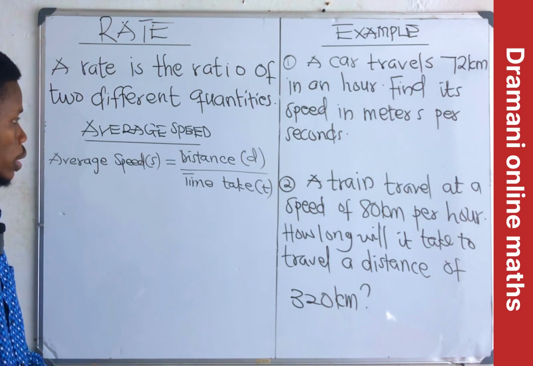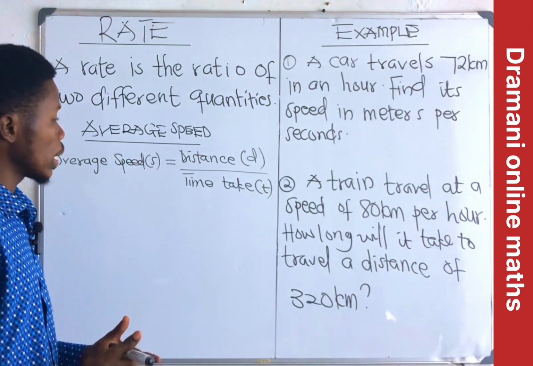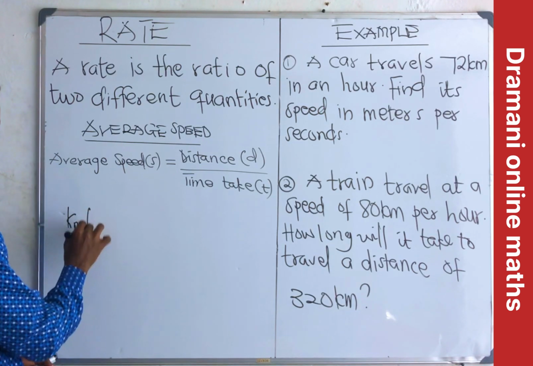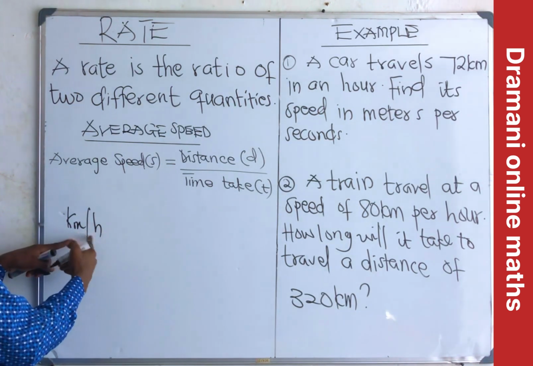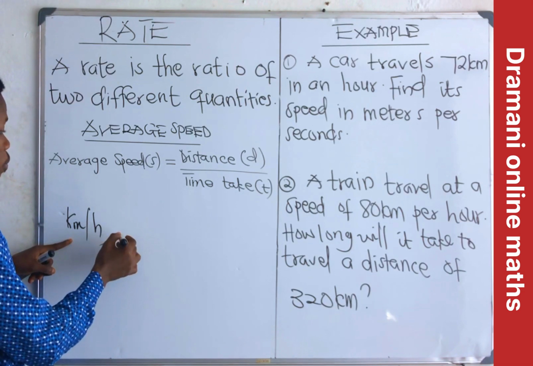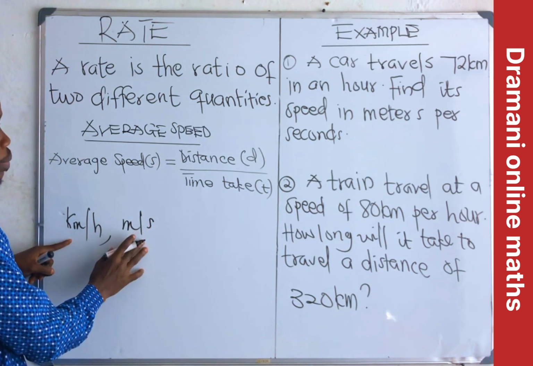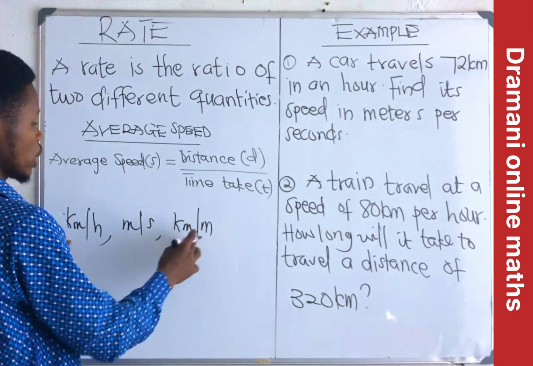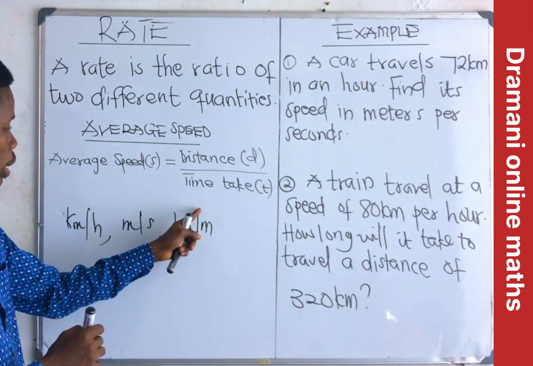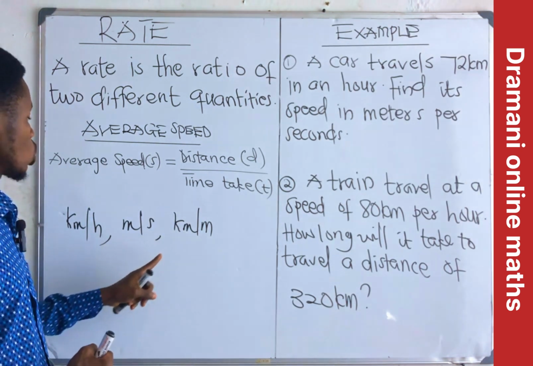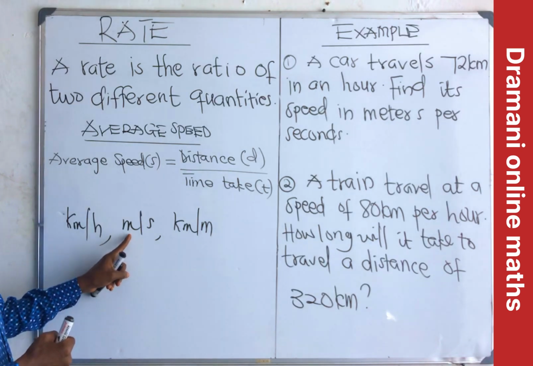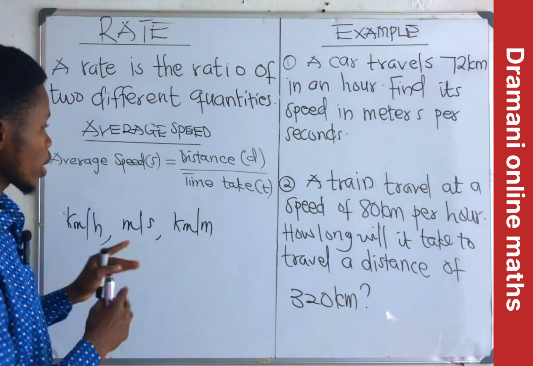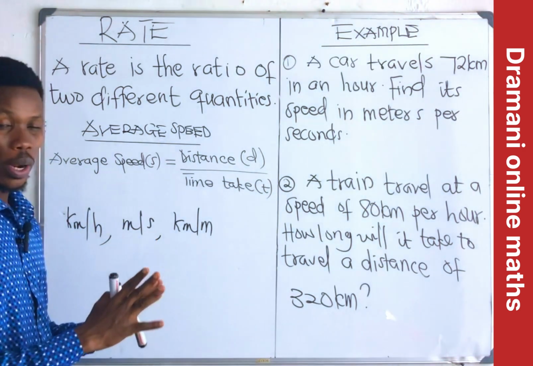Now, average speed can be measured in either kilometers per hour, this I write as the short form, or meters per second, or kilometers per minute. When you see this long line, it is called per. So kilometers per hour, kilometers per second, and kilometers per minute. That's what you are going to use in all the calculations that we're going to do.